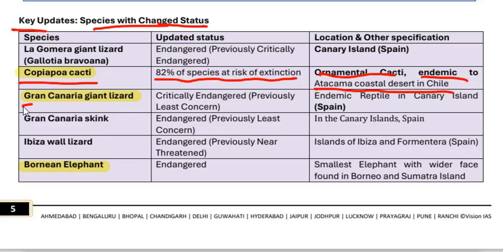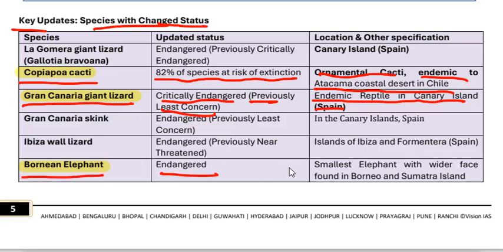Next is the Gran Canaria giant lizard. This is critically endangered, previously least concern, meaning it is converted from least concern to critically endangered. It is an endemic reptile in the Canary Islands, that is in Spain. Next is the Bornean elephant. Its updated status is endangered. It is a small elephant with a wider face found in Borneo and Sumatra Island. Just look into these 3. Don't need to go into detail.